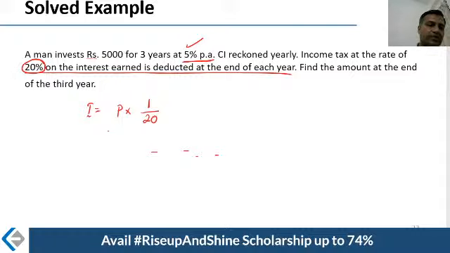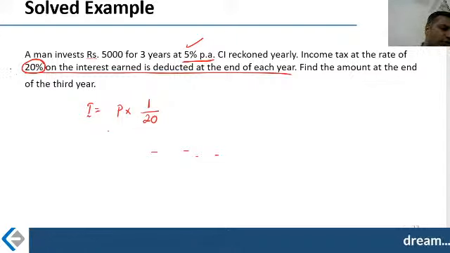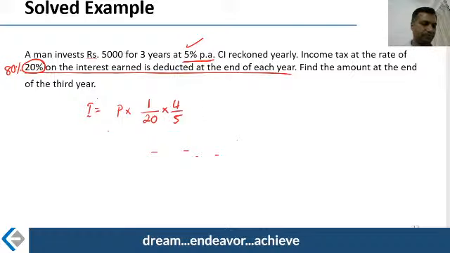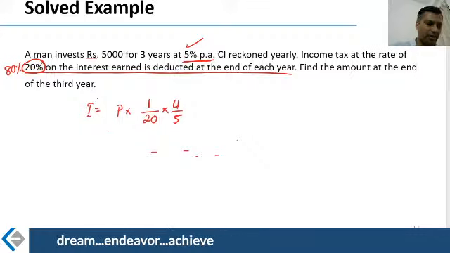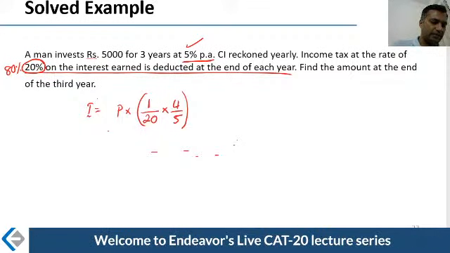If 20% is going as an interest, then what is the retention? Retention is 80%. What is 80%, friends? 80% is nothing but 4 divided by 5. Retention is nothing but 4 divided by 5. Just think about this. What does it mean here? 4 by 100. So principal into 4 by 100. What is 4 by 100?